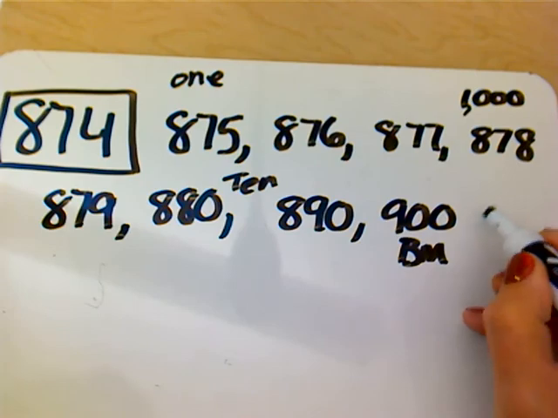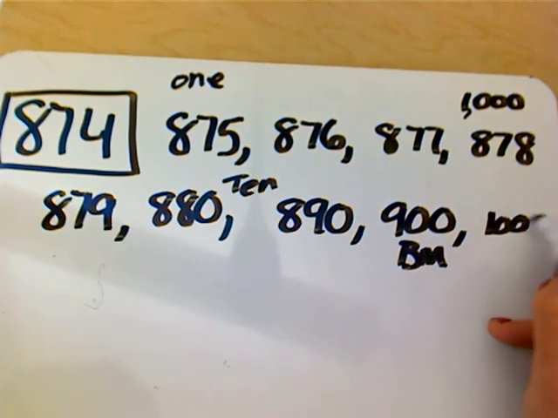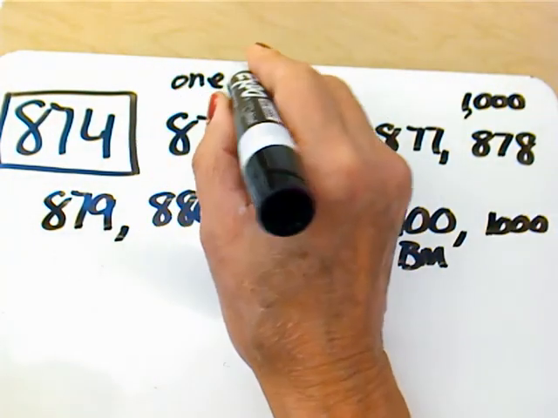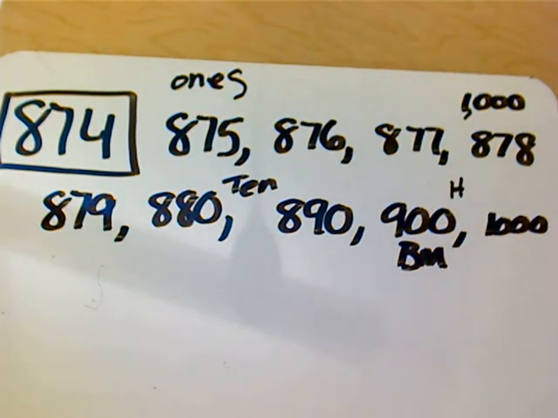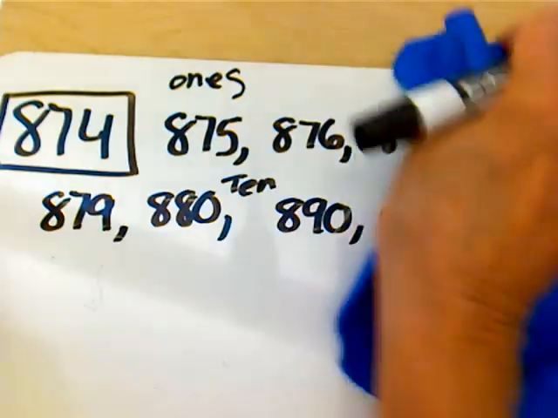so oh my gosh, and I only have to go to 1,000, so I counted by ones, tens, and at the very end I got to count by hundreds. Congratulations if you did that correct. I'm very proud.